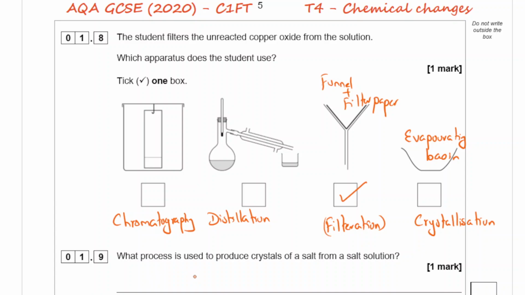What process is used to produce copper salts, crystals of salt from a salt solution? That would be crystallization.